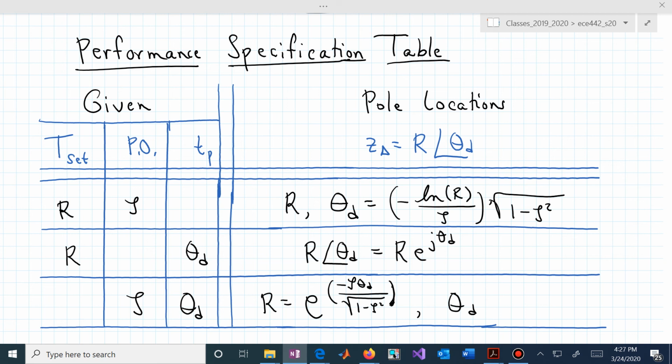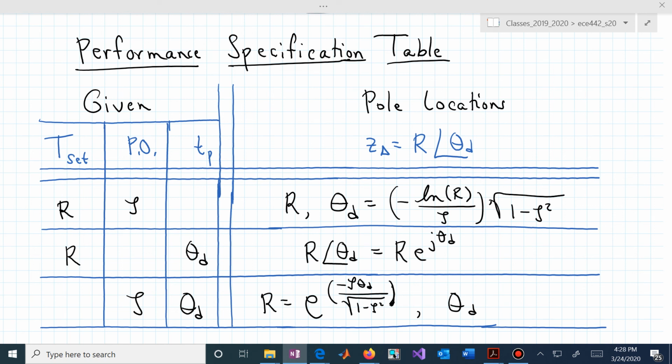Likewise, if they give you T settle and percent overshoot, they're giving you r and zeta. You can now find r and theta sub d. R was determined by T settle. Theta sub d, which we derived in an earlier lecture or segment of this lecture, is minus natural log of r over zeta times the square root of 1 minus zeta squared.